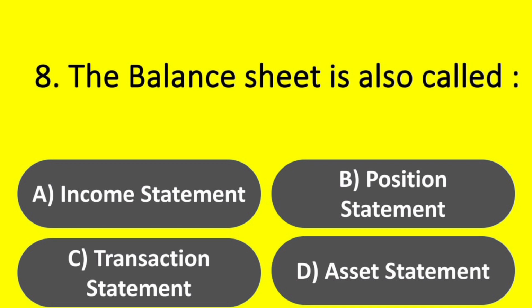The balance sheet is also called options A, income statement, option B, position statement, option C, transaction statement, option D, asset statement. Answer option B, position statement.